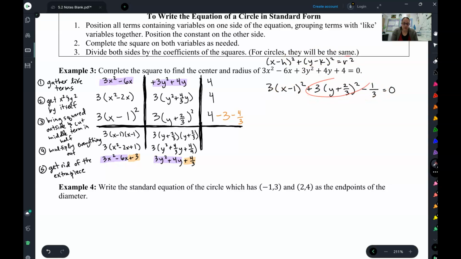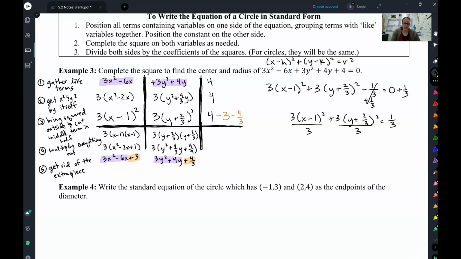So the first thing I'm going to do is I notice in this equation I have r squared on the other side of the equal sign. So I'm going to bring this 1/3 over to the other side. So now it looks more like an r squared. Now, last step I'm going to do, I don't have any numbers in front of these parentheses. So I'm going to divide these by 3 so that I can get rid of those numbers. And remember, dividing by 3 is the same thing as multiplying by 1/3. So I'm going to multiply by 1/3 on the other side just to make sure I keep everything balanced. So those 3's go away. I have x minus 1 squared plus y plus 2/3 squared equals 1/9.